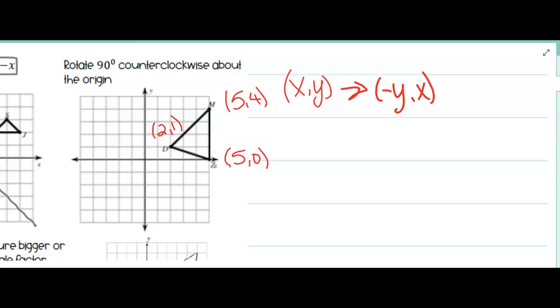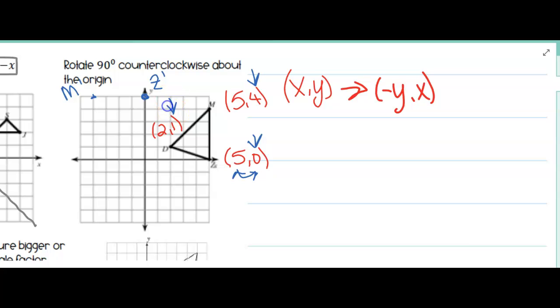So if we start with point Z, we're going to flip the y coordinate at 0, so it's going to stay 0, but then I'm going to flip these around. So it's going to be 0, 5. So Z prime will be up there. Do the same thing with M. We're going to flip the 4 to a negative 4 and then flip the x and y. And we're going to have negative 4, 5. That's going to be M prime.